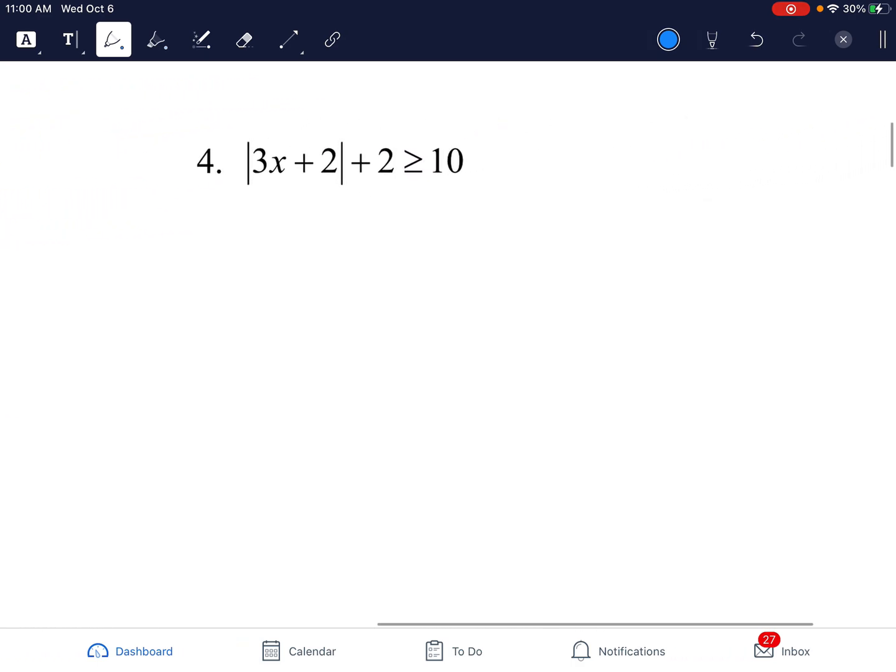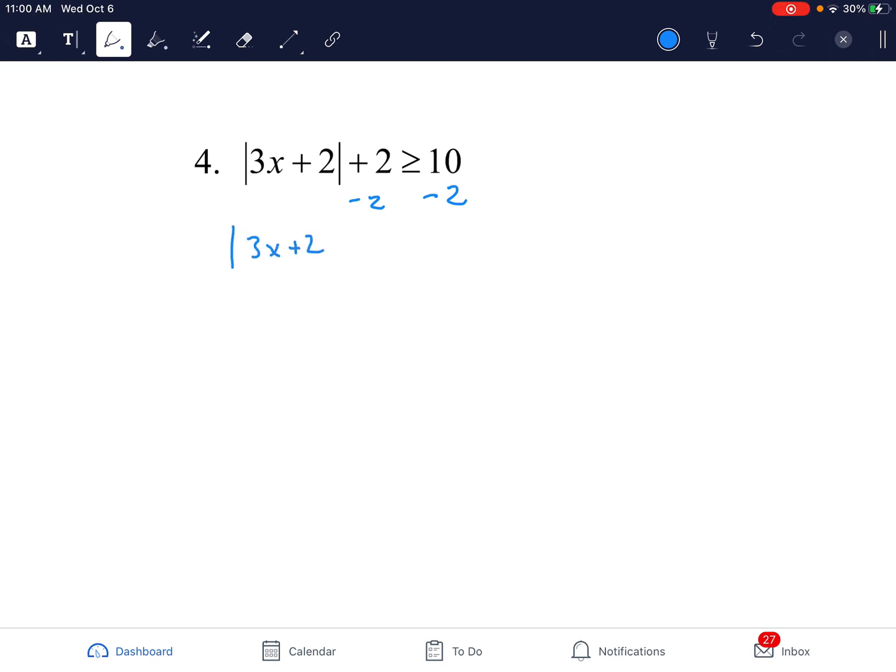Number 4. Here we have an absolute value inequality. To start this off, I need to get the absolute value brackets isolated, by themselves, which means I have to subtract 2 as the very first thing I do. So I have the absolute value of 3x plus 2 is greater than or equal to 8.